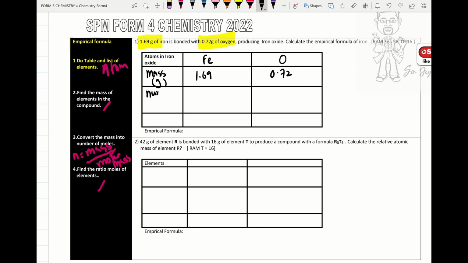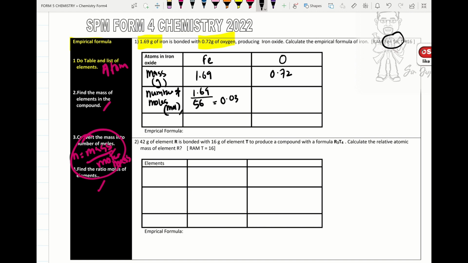Alright, so we try to find the number of moles. The unit I put here is mol. So how to find the number of mole? We will use the formula of mass over molar mass. So how to find for 1.69? The RAM of iron is given as 56. So we divide by 56. The answer will be 0.03 mole.